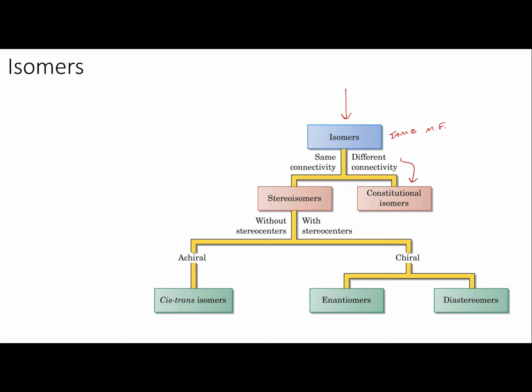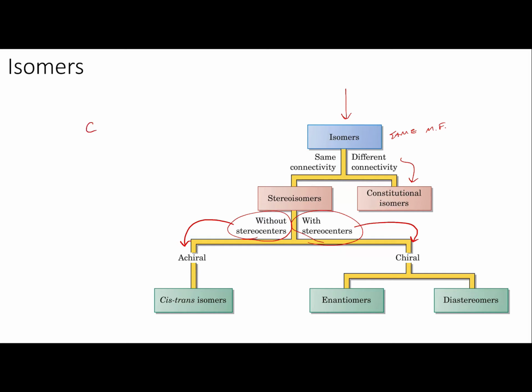Now, of the types of stereoisomers, there are the kind that have stereocenters, and the kind that don't have stereocenters. The ones without stereocenters are called achiral, and the ones with stereocenters are called chiral. So the chiral here is talking about a stereocenter, a place where, depending on your orientation, you end up with some isomers. So I guess we have to define what a stereocenter is.